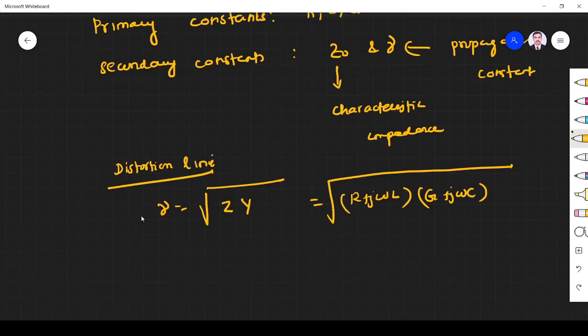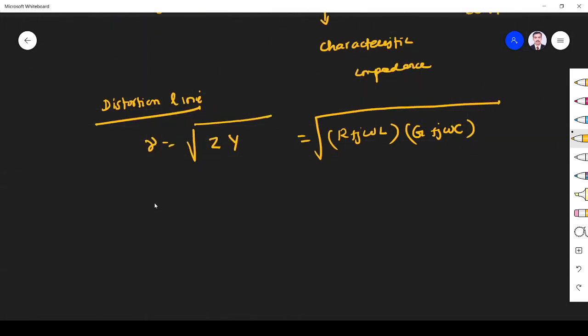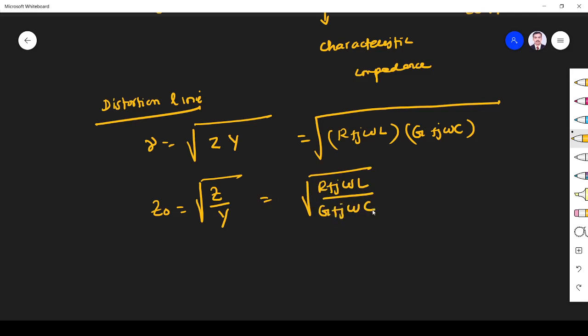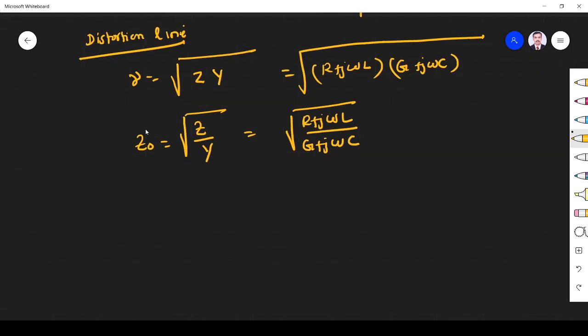Fine? Okay. Next thing we have to remember is Z naught. Z naught is root of Z by Y. So Z we know is R plus j omega L, Y is G plus j omega C. This is a very important equation. Now you see, if you multiply these two, Z naught into gamma, G plus j omega C will be cancelled. What we get is R plus j omega L.